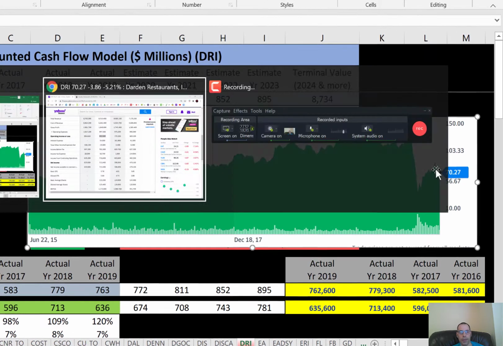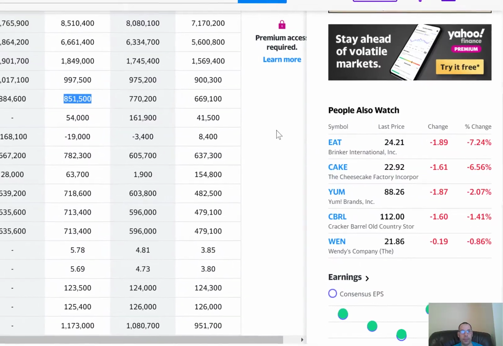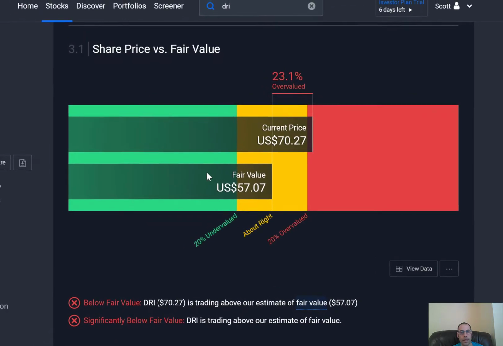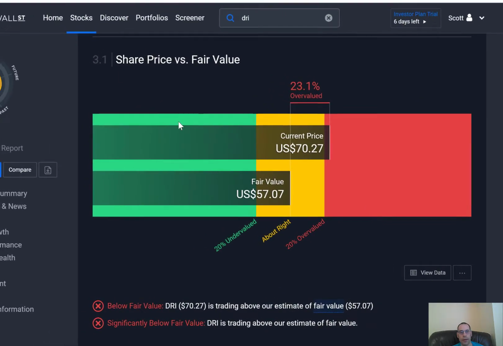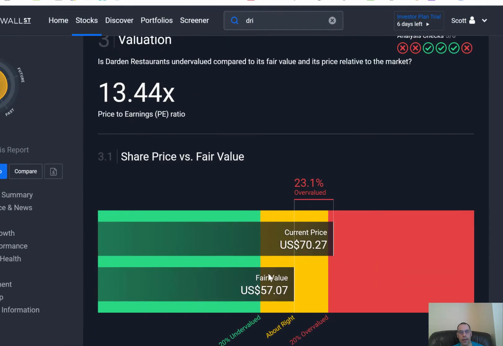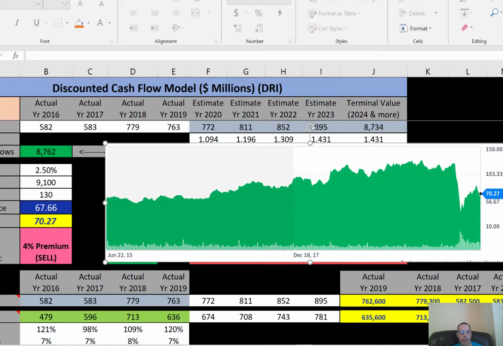Let's see what Simply Wall Street values the company at. So they value the company at $57. I value them at $67. So we're both valuing the company at a sell. Mine is a lot closer though, so their model appears to be more aggressive for this company at least.